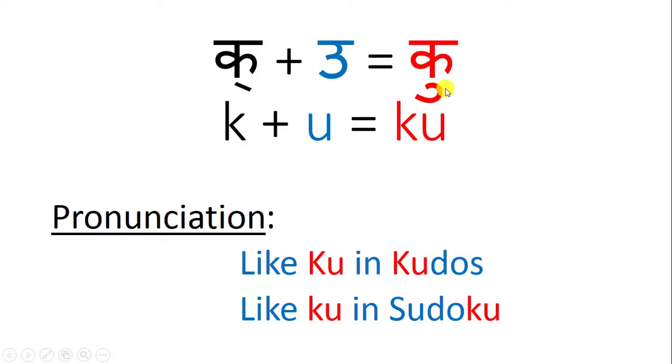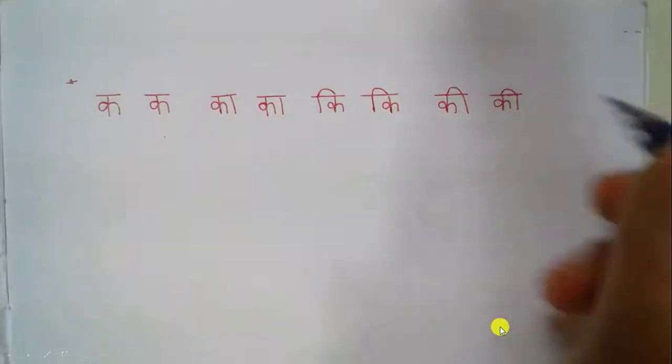Next is Ku. And you get this sound Ku when you add K to U. K plus U equal to Ku. And it is pronounced like ku in kudos. Kudos. And like ku in sudoku. Sudoku. All right. Let us see how to write Ku.